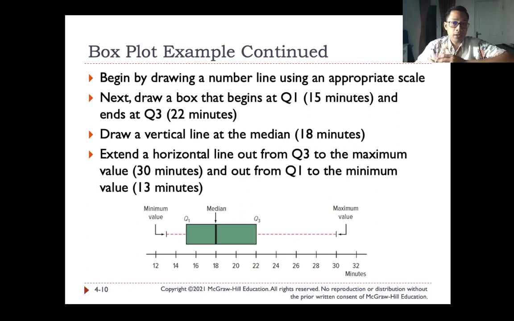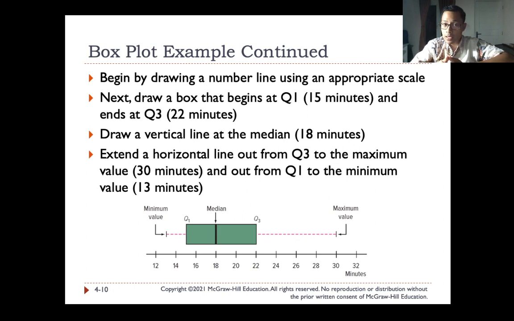Why? Because the dashed line to the right of the box, which is between 22 to 30 minutes, is actually longer than the dashed line to the left of the box, which is between 15 minutes to 13 minutes. And another thing to notice why the distribution is skewed is that the median is not located in the center of the box.